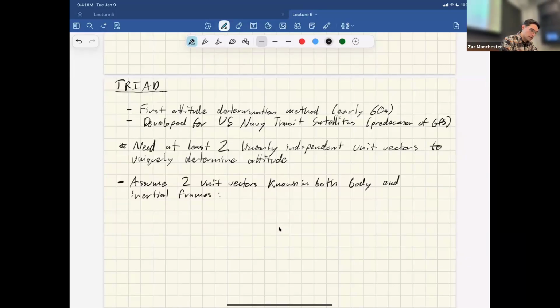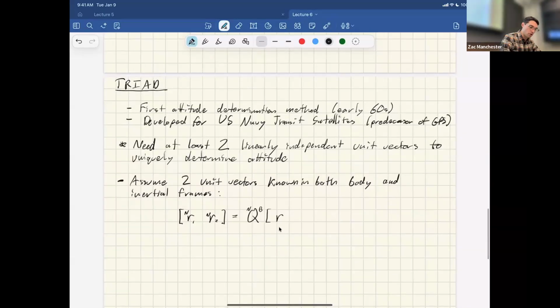Okay, so we're going to write this down. We'll call these vectors R. So we'll have R1 in the inertial frame and R2 in the inertial frame. And then we've got our rotation matrix here, which rotates from body to inertial by our convention. And we've got R1 in the body frame, R2 in the body frame over here, right? So we've got these 3x2 matrices basically, and they're related by the rotation matrix.